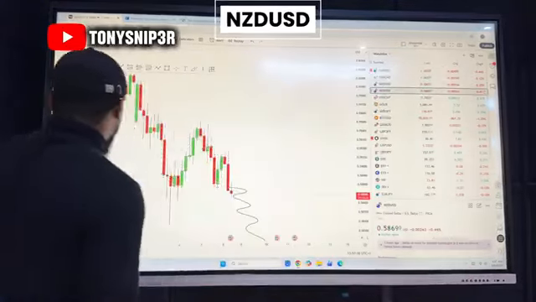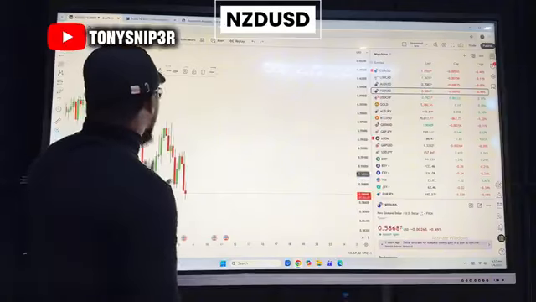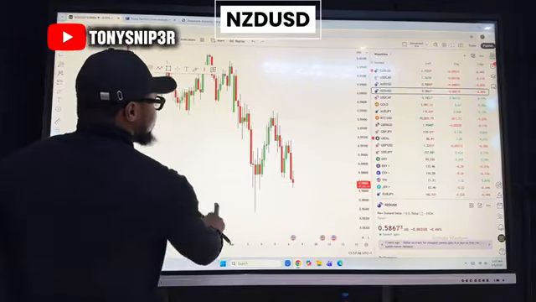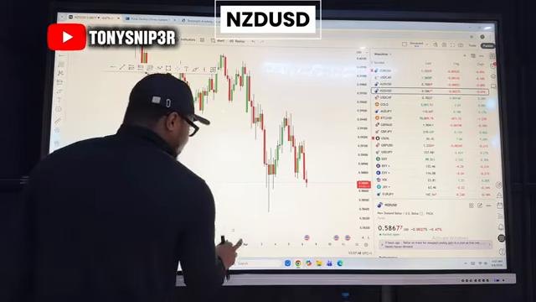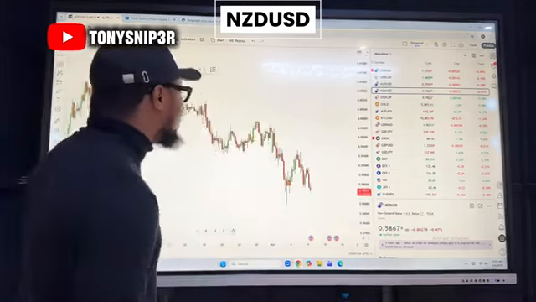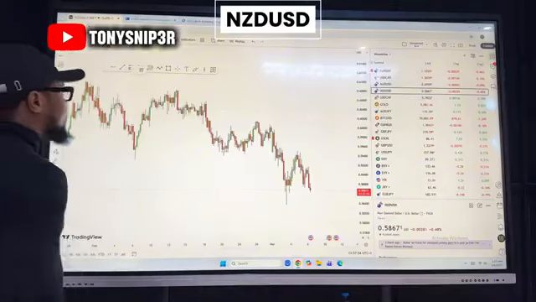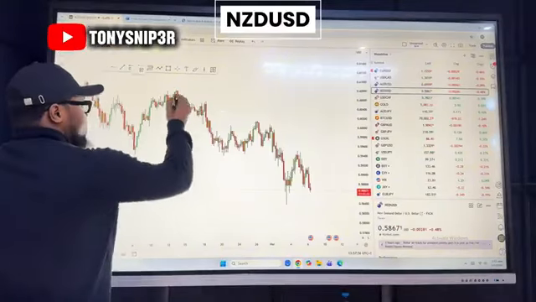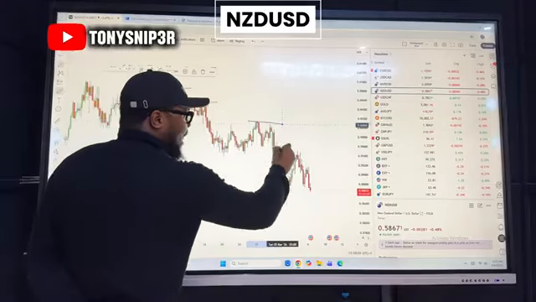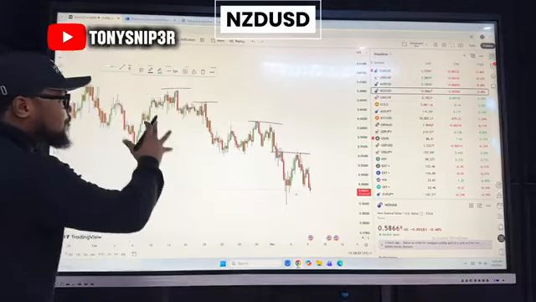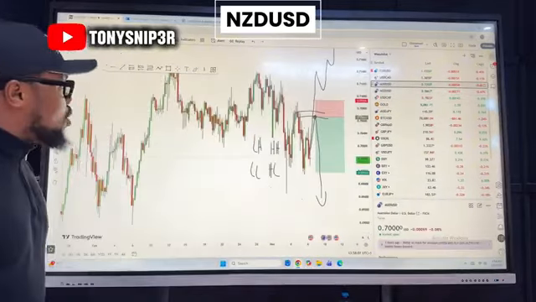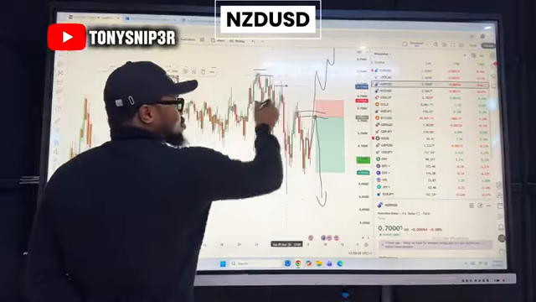NZD/USD, for traders who actually understand fundamental analysis, you already know that whenever AUD/USD is bullish, NZD/USD is bullish. And whenever AUD/USD is bearish, NZD/USD is also what? Is also very bearish. Now, see the difference between AUD/USD and NZD/USD. This is the lower high, lower high, lower high, lower high. Can you see how far they are compared to what? Compared to AUD/USD, which is very, very, very close to each other.